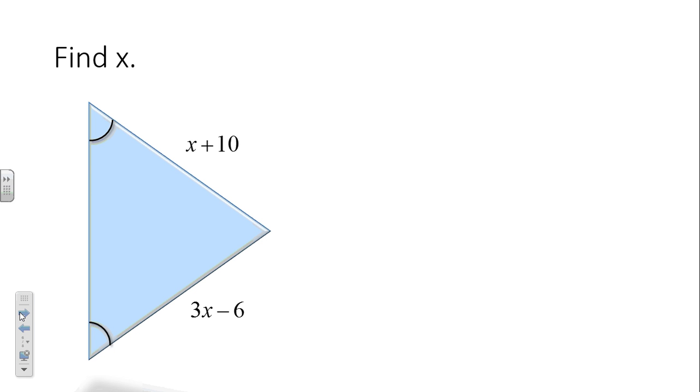This time, notice it's twisted, it's pivoted, it's rotated. So it's still going to be the same. Why? Good. The base angles are the same. That means that the sides opposite them have to be the same.